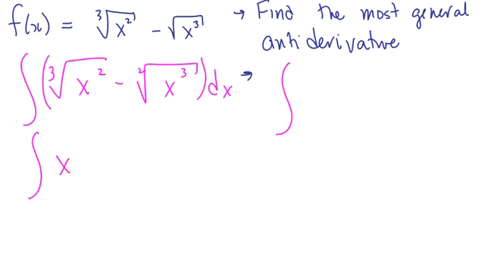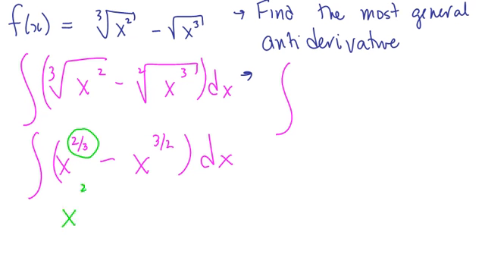The first thing I'm going to do is write these as exponents. So the first variable, instead of with a radical, I'm going to write as x to the 2/3, and the second one is x to the 3/2. Now, using the general power rule in reverse, I'm going to take the exponent and add 1 to it instead of subtracting 1. Remember, we're doing the opposite of taking the derivative. So I'm going to add 1, and then divide by that number.